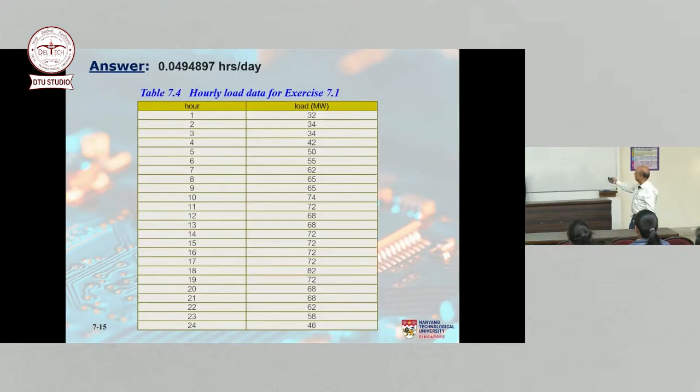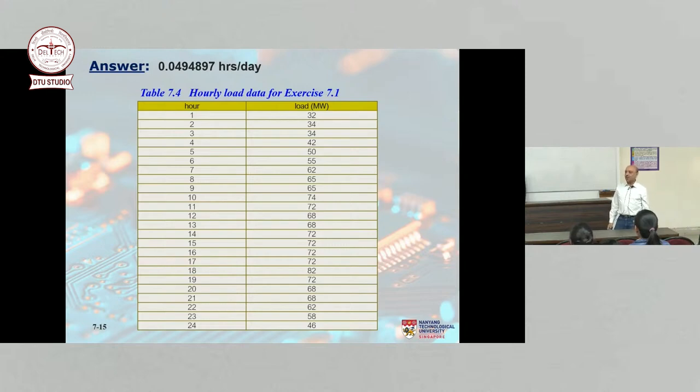It shouldn't be a problem, 0.049 hours per day. Because the data is for 1 day, so it will be hours per day. I remind you again, this is a time unit, this is a time unit. You can actually convert the hours to days. So it will be days per day. And then what will you get?